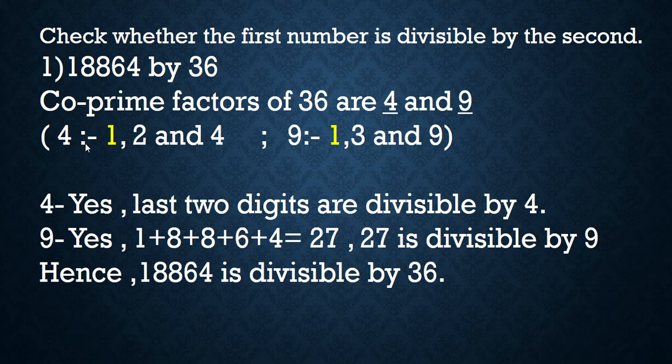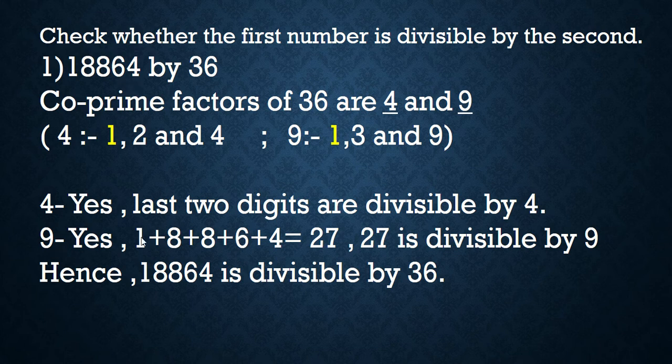The factors of 4 are 1, 2 and 4. The factors of 9 are 1, 3 and 9. So only 1 is common over here, right? So 4 and 9 are the factors of 36. Now we'll see whether this number is divisible by 4 or not. Yes, the last two digits, 64, are divisible by 4.